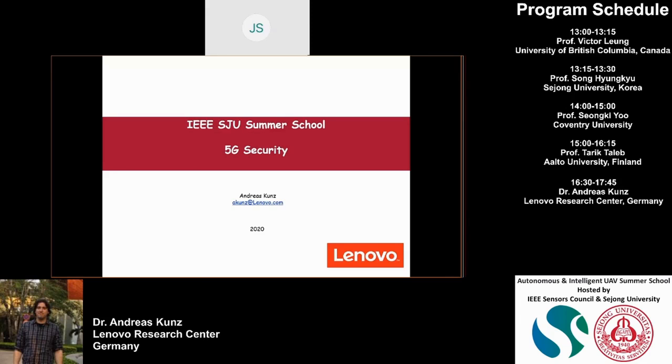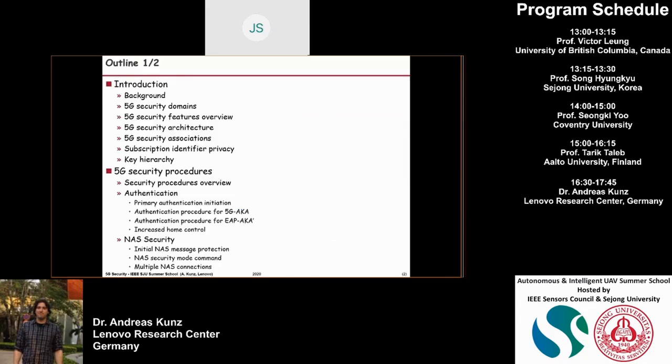I will give you a short outline of the talk. So we have the introduction about the 5G security overview, basically. We have some background on the 4G weaknesses. We have the 5G security domains, some of the new features in 5G security, the new architecture. This is also novel in 5G. We have the security associations, and we have the new feature of the subscription identifier privacy and the new key hierarchy. I will go into the most important 5G security procedures.